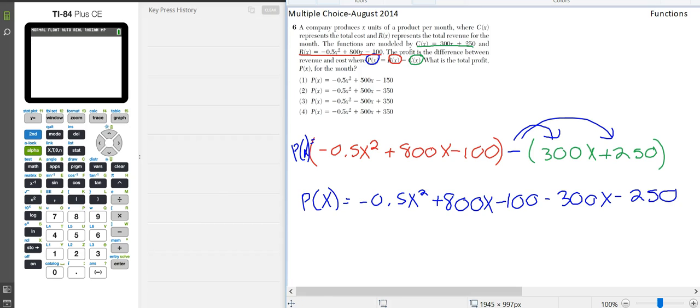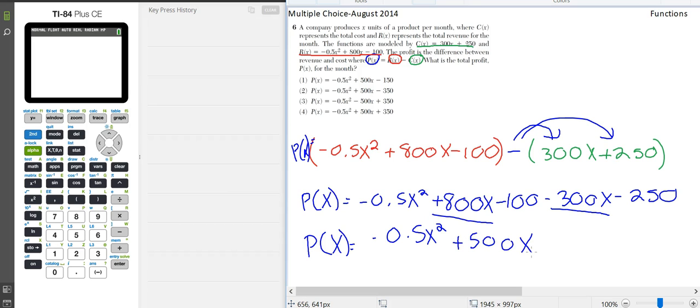Now let's combine like terms. P of x is equal to negative 0.5x squared. And then we have like terms of plus 800x minus 300x. That's plus 500x. Minus 100 minus 250 is minus 350. So the answer is choice 2.